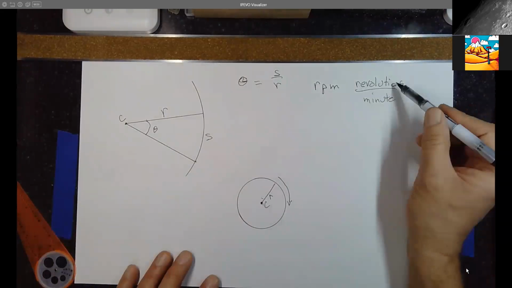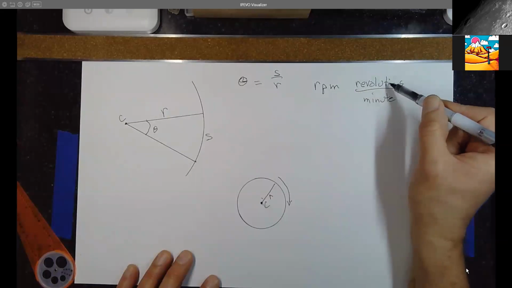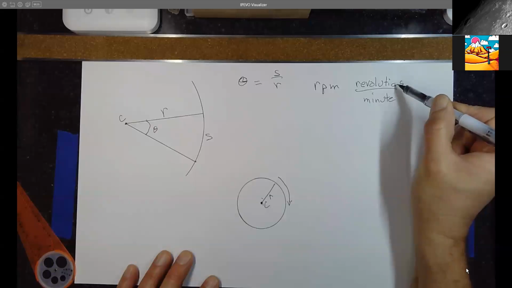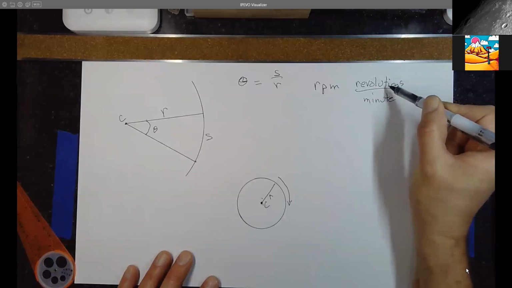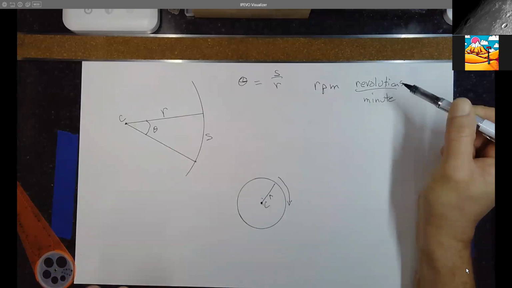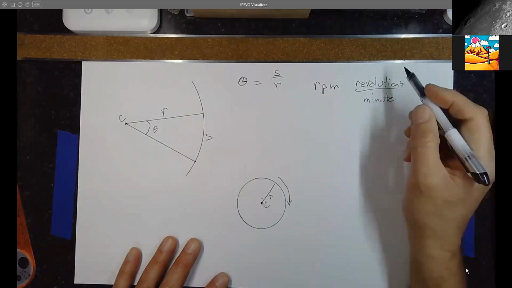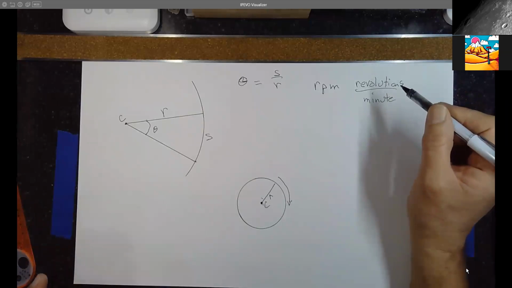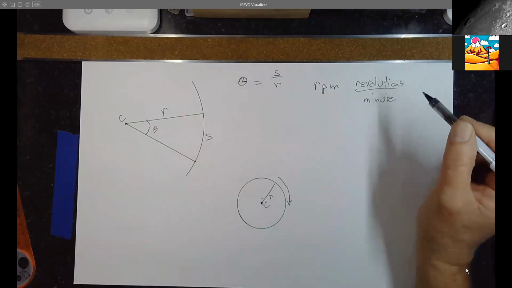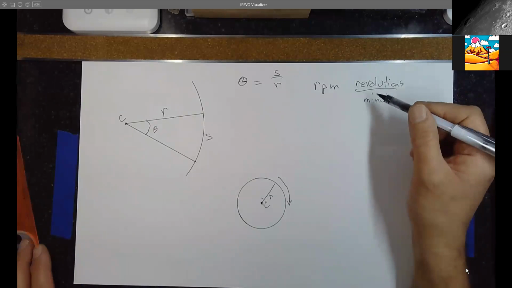You've got revolutions on top. That's actually a measure of the angle that it's turned through, at least if you take those revolutions and multiply each one by 2 pi for the radians, or 360 degrees. But we'll typically use radian measure in this unit and not mess with degrees on this.